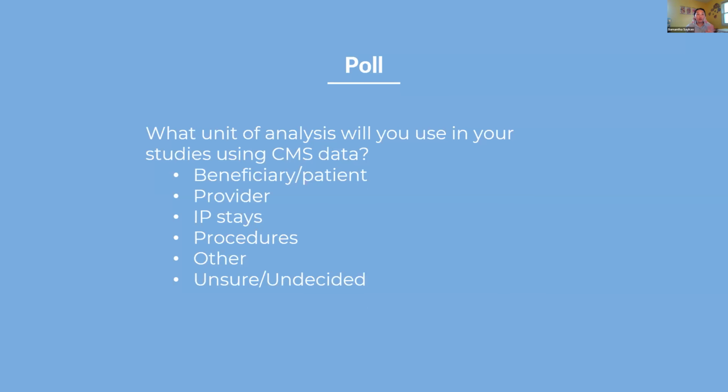All right, so it looks like most of you are thinking it's going to be beneficiary level, and then it's pretty even across providers, inpatient stays, procedures, and undecided, and totally okay to be undecided. Sometimes you really don't know until you dig into the data.